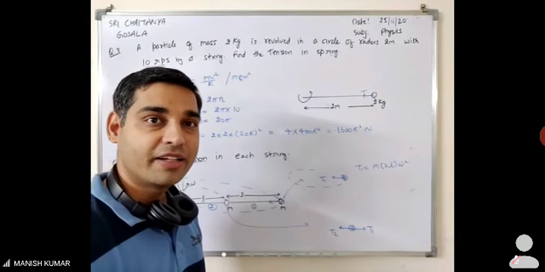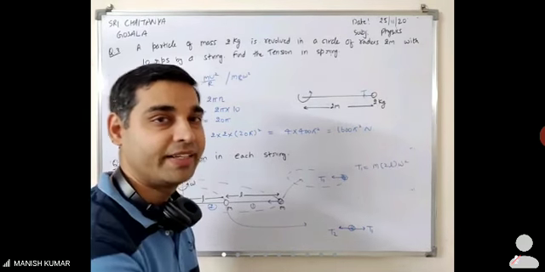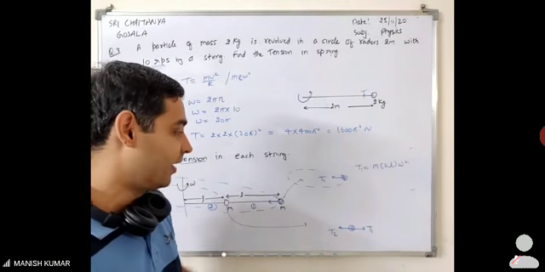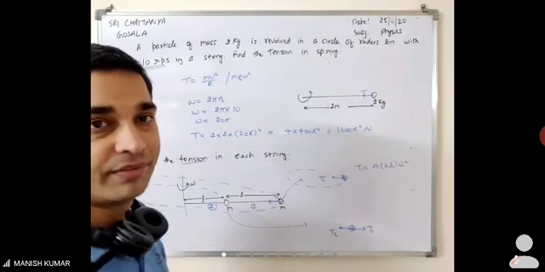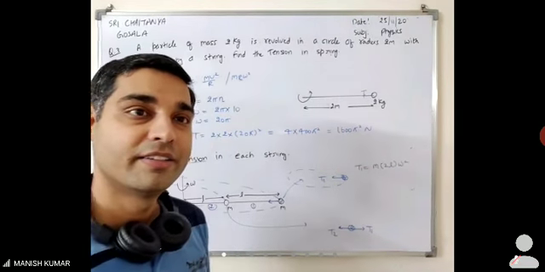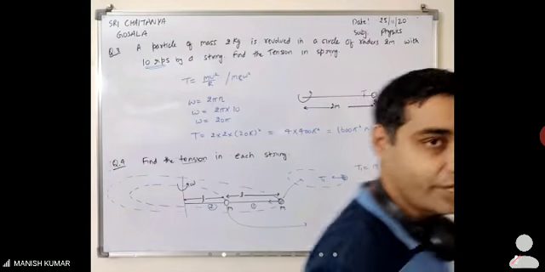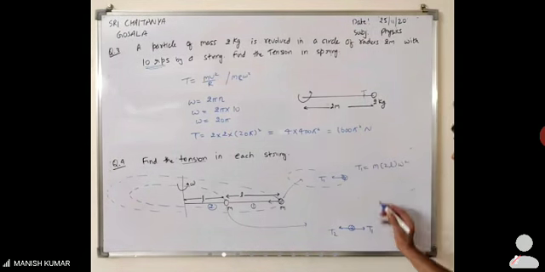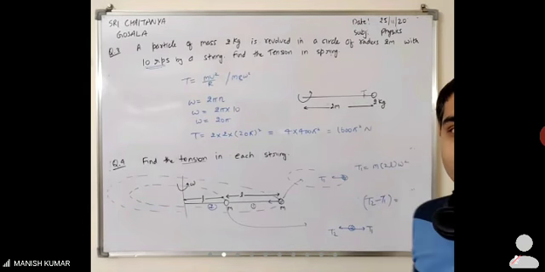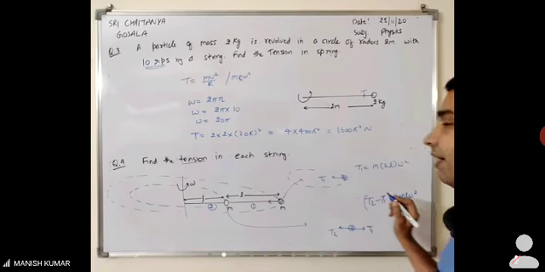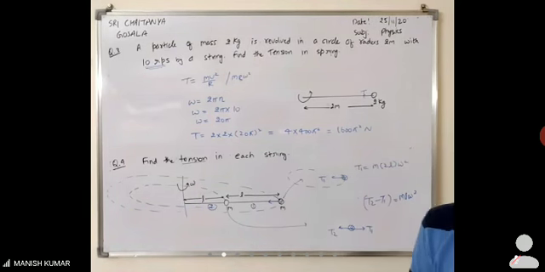The net force towards the center is called centripetal. So now what is the net force towards the center? It is T2 minus T1. Net, do you understand the net? Okay? So T2 minus T1 is nothing but net force, and that is nothing but centripetal force, that is m omega square L. Do you understand now?